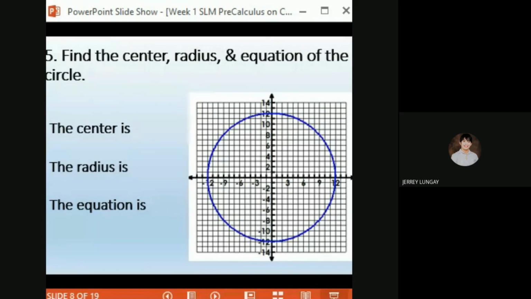How about the 12 to 2? Where is the 12 to 2? 12 only? Jude, 12 alone? Not 12 to the 2? I don't have an answer, sir. I'm confused, sir. So, unsa man imong final answer? 12, sir. X squared plus y squared equals 12, sir. 12 alone. Wala na 12 to the 2.